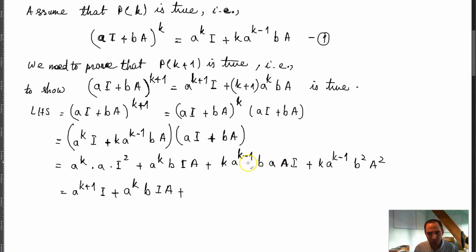plus, well, this is K times, for example, A raised to the power K minus 1 times AB, and if I multiply this A by this A raised to the power K minus 1, I will get A raised to the power K, and then I will have a B over here, and then I have A times I, and then I have K times A raised to the power K minus 1, and this is, so that is K times A raised to the power K minus 1 times B squared times A squared times A squared.